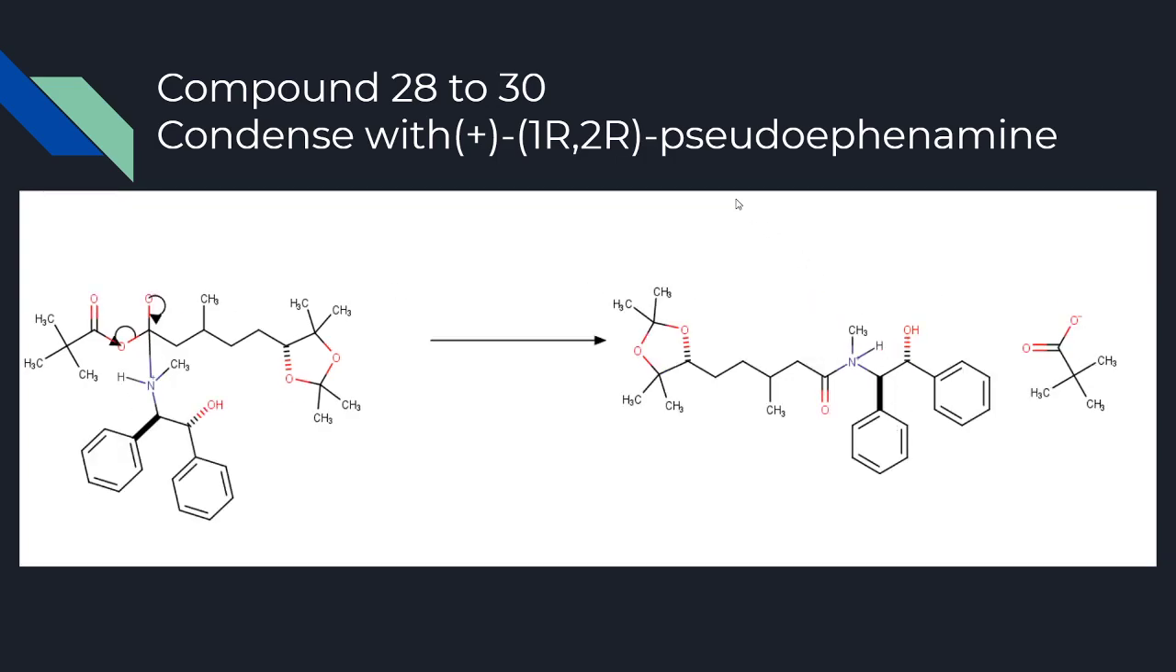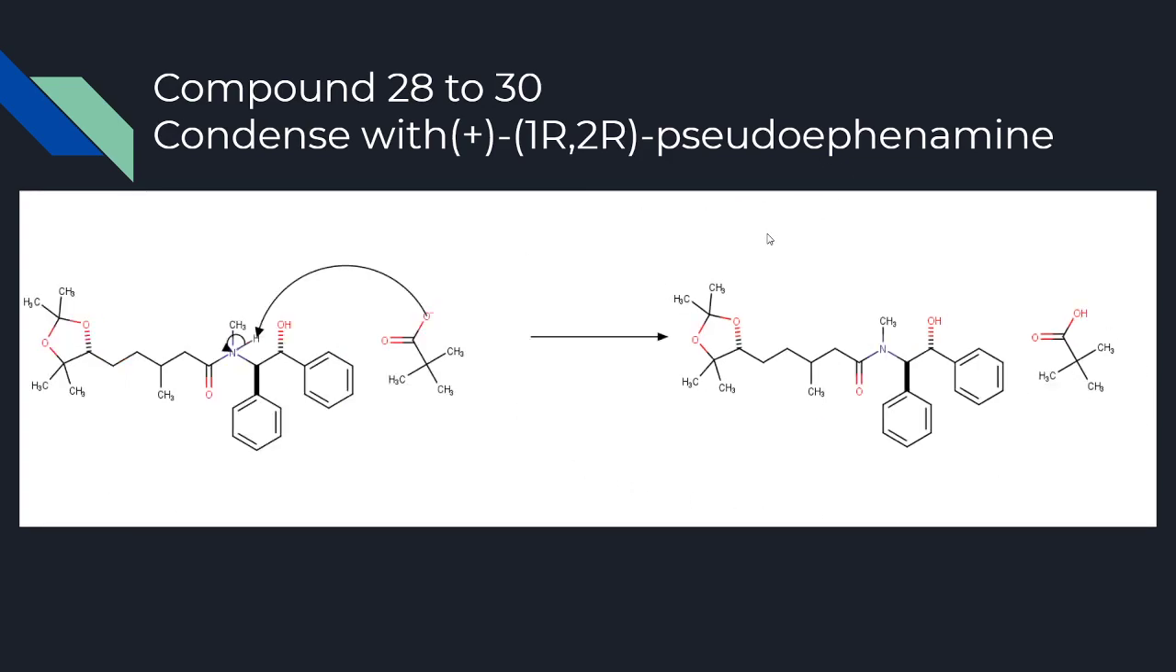The lone pair on the negatively charged oxygen kicks down to form the strong carbon-oxygen double bond again and kicks out the carboxylate as a leaving group. The carboxylate now acts as a base and deprotonates the hydrogen from the amide to generate our product.